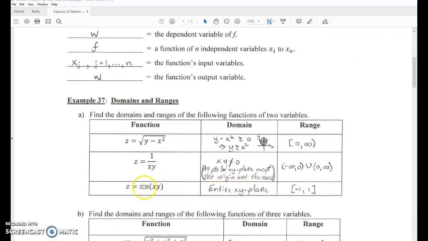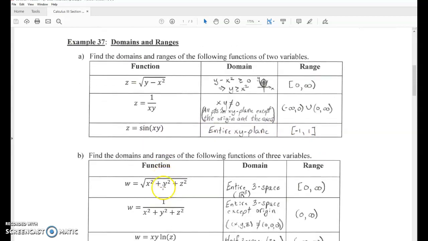Okay, now what's the range? So you have to understand, remember that the trig functions, sine and cosine, both go from minus 1 to 1. Well, that still will behave the same. So the values of z that we're taking on when I take the sine of any number will go from minus 1 to 1, including minus 1 and 1.